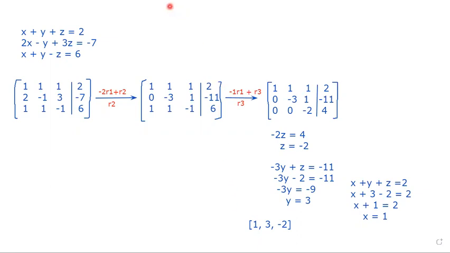But the main thing here, we have to make sure that we get this row echelon form, okay, where we have zeros up under our leading entry. Below that, we have 2 zeros. That's what's going to allow us to use back substitution.